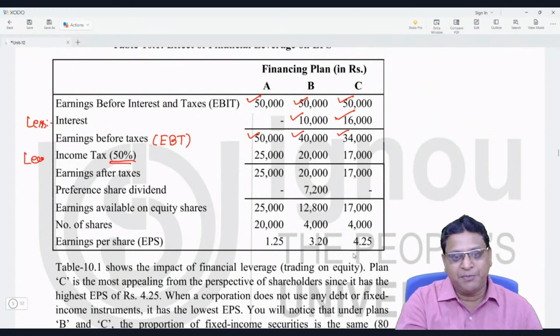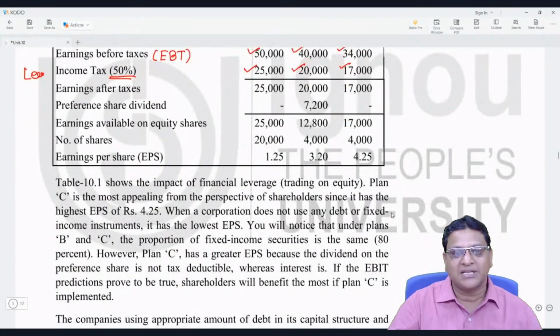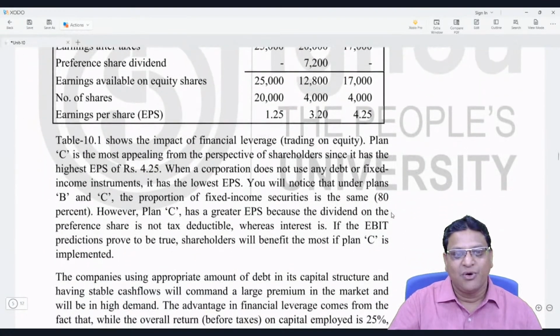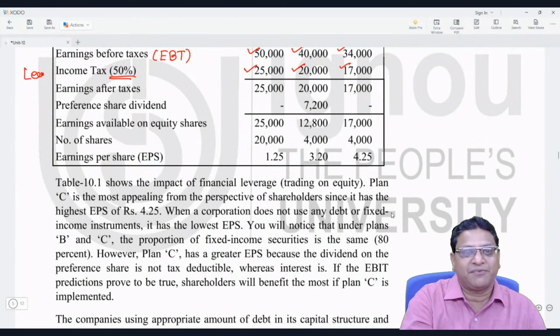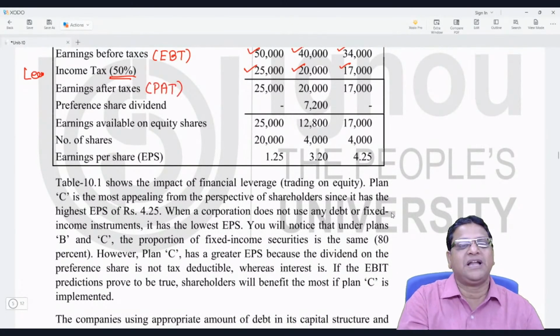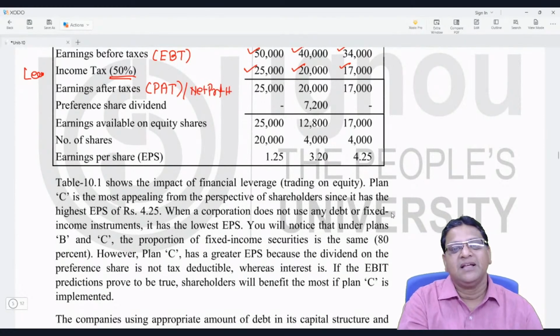If tax rate is 50%, in first case, tax will be 25,000. In second case, tax will be 20,000. In third case, tax will be 17,000. Whatever we get, that is known as earning after tax, or profit after tax, or PAT. This PAT is also known as net profit. What is net profit we get? Net profit we get in first case 25,000, second case 20,000, third case 17,000.